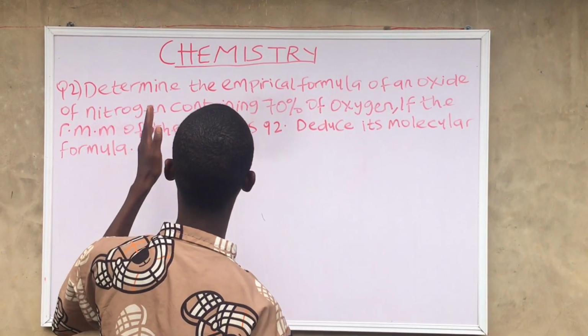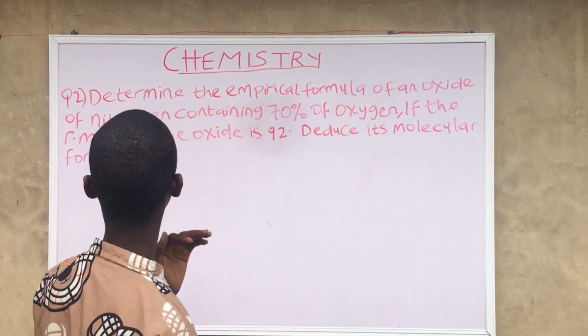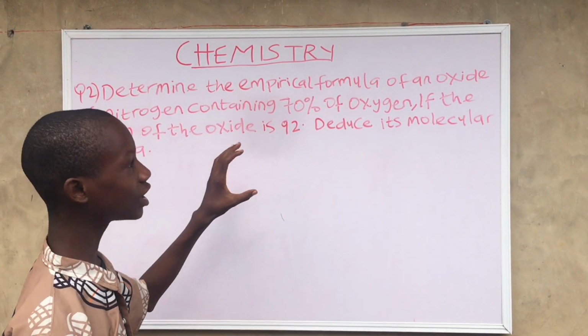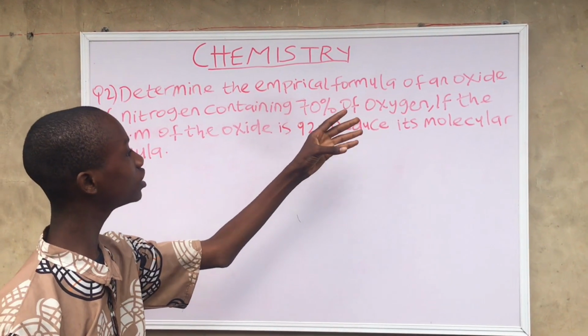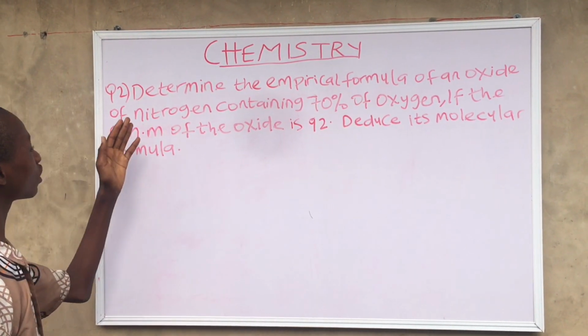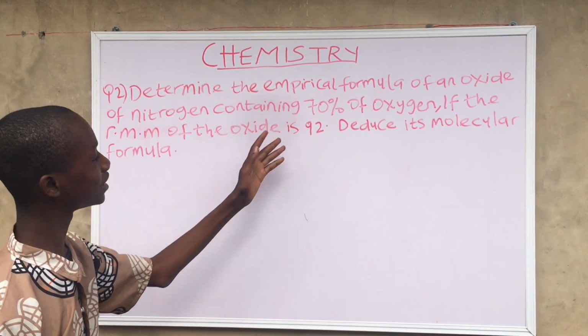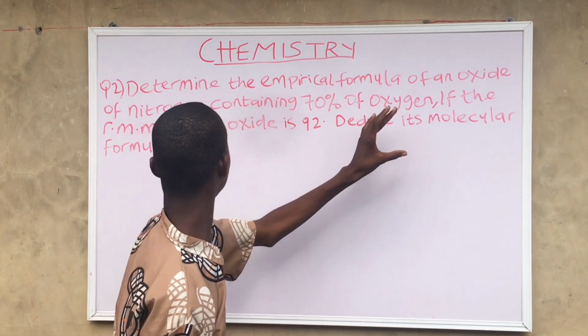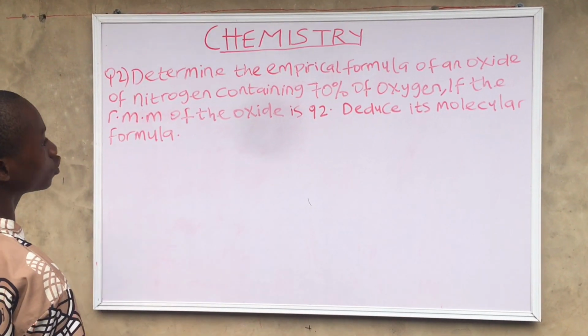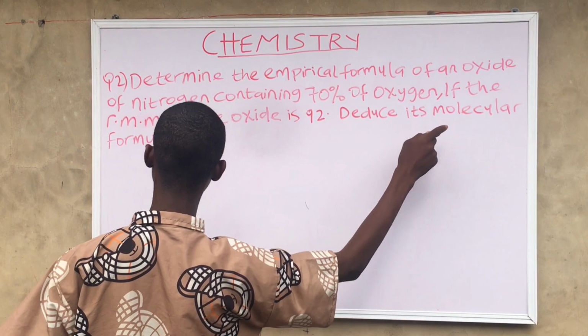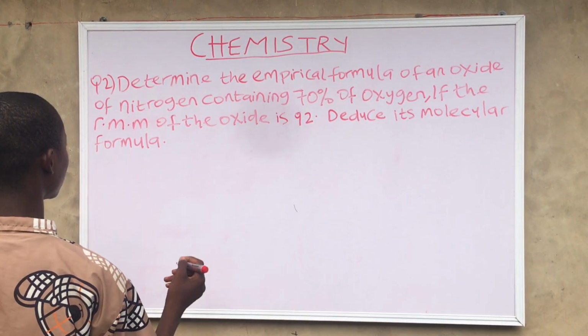Question 2. Determine the empirical formula of an oxide of nitrogen containing 70% of oxygen if the relative molecular mass of the oxide is 92. Deduce its molecular formula.